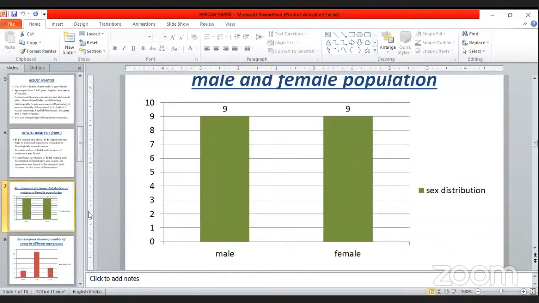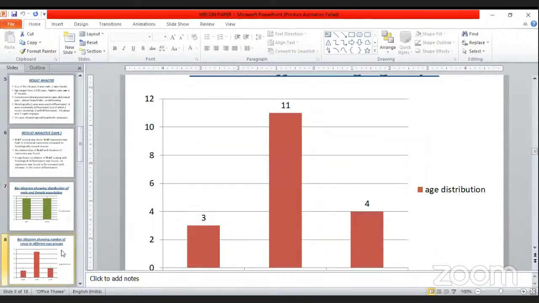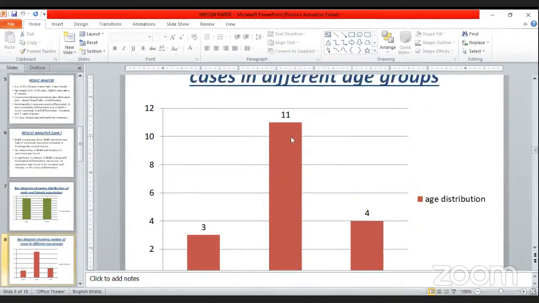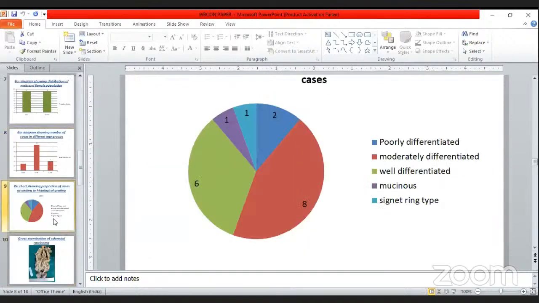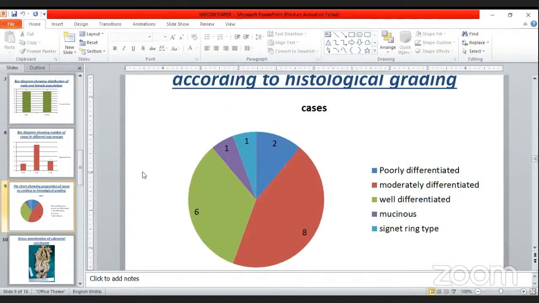This is the bar diagram showing the distribution of male and female population. This is the bar diagram showing the cases in different age groups. This is the pie chart showing the proportion of cases according to the histological grading: 8 moderately differentiated, 6 well differentiated.